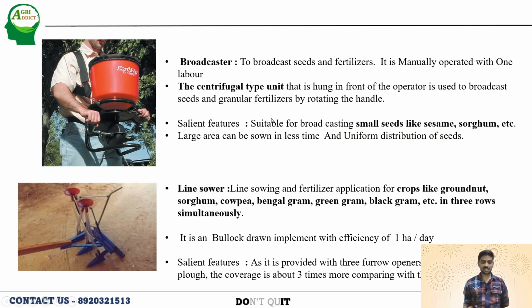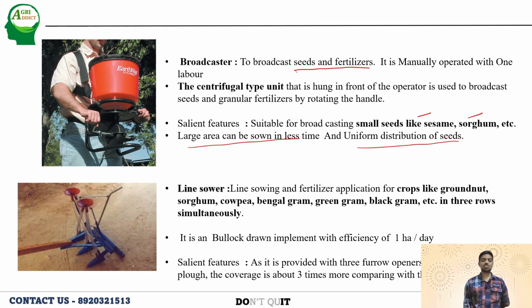And next one is the broadcaster. The name itself says it is broadcasting, right? Along with the seeds, it also broadcasts fertilizers. This means we can use this device to broadcast the seeds as well as fertilizer. Mainly the broadcaster is used to broadcast small seeds like sesame and sorghum, and it can cover a large area in less time, and uniform distribution of the seeds can take place.